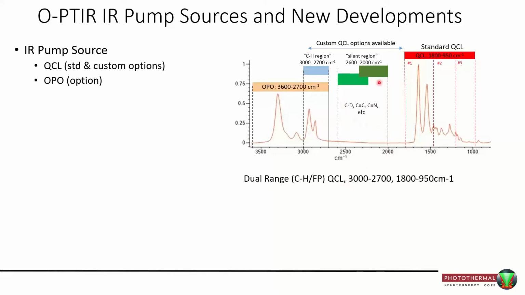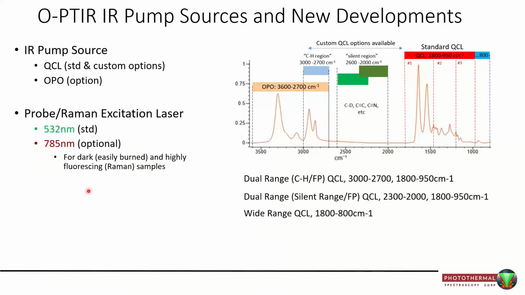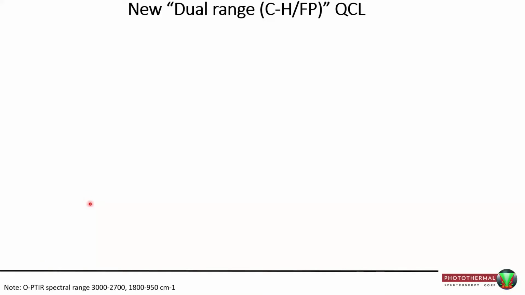If you're interested, like some, in the silent region, where there are CDs, nitriles, alkyne sort of moieties, you could do this sort of combination where you have the fingerprint and the silent region. But if you're interested in pushing out the long wavelength as far as possible, you can get down to about 800 easily, and then your fourth chip would be the one that would give you down to 800. On the probe or Raman excitation, the 532 green is the standard, and we've also got a 785 optional laser as well.